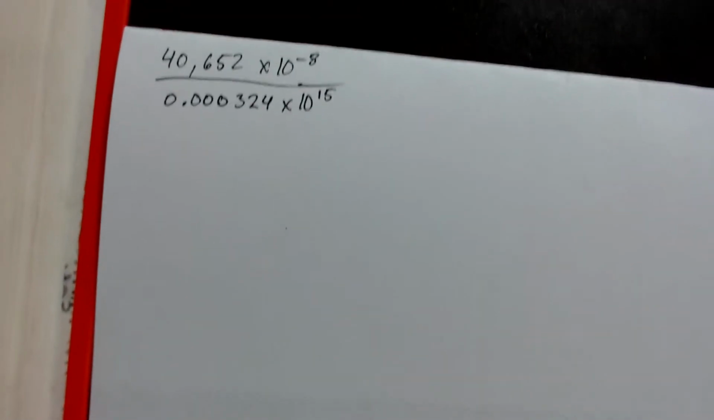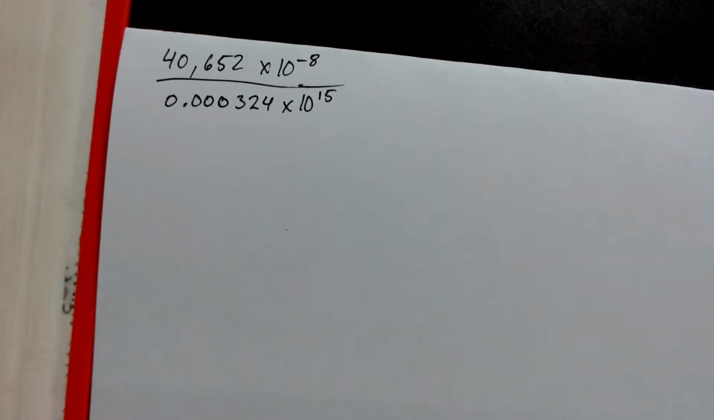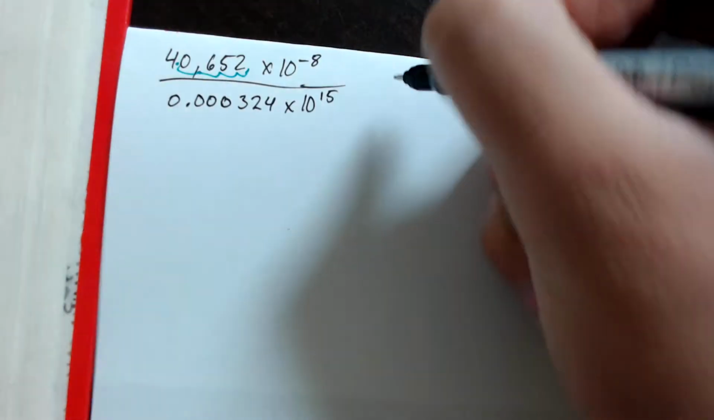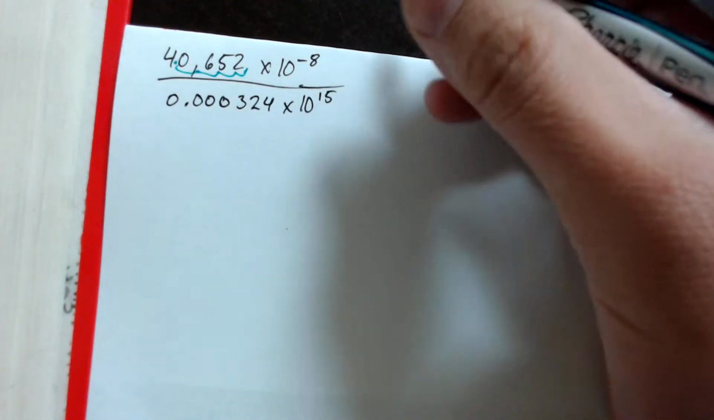So let's go over here to our first problem. This is a scientific notation problem, and I'm going to go ahead and start my estimation in green here. Let's start by moving the decimal point to behind the 4, so that's 1, 2, 3, 4 spaces. Since I'm going to the left, I'm making a big number small, so I'm going to add 4 there.